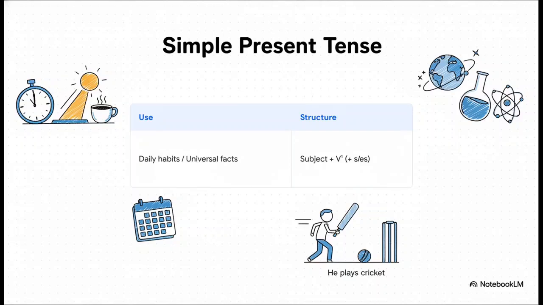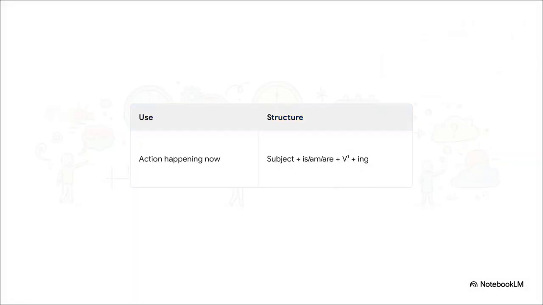So when we say he plays cricket, it doesn't mean he's on the field right this second. It just means it's a habit, a fact about him. But what if you want to talk about something happening literally right now? For that, you flip the switch to present continuous. This is your live action tense. You just add is, am, or are, and that ing at the end of the verb. I am teaching now tells you exactly what's going on this very moment.